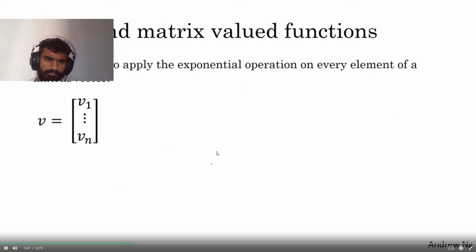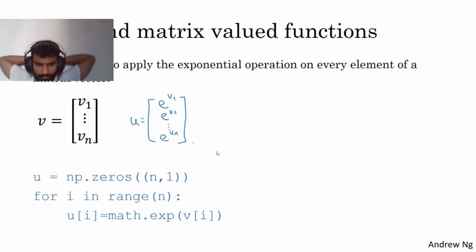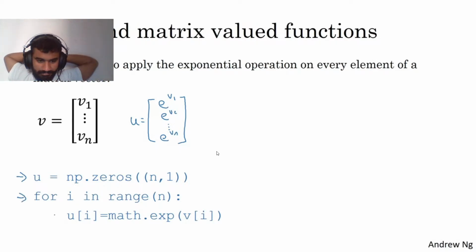Let's say you already have a vector v in memory and you want to apply the exponential operation on every element of this vector v. So you compute u equals a vector that's e to the v1, e to the v2, and so on down to e to the vn. So this would be a non-vectorized implementation, which is that first you initialize u to a vector of zeros, and then you have a for loop that computes the elements one at a time.